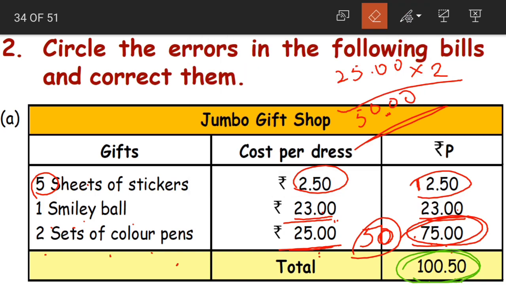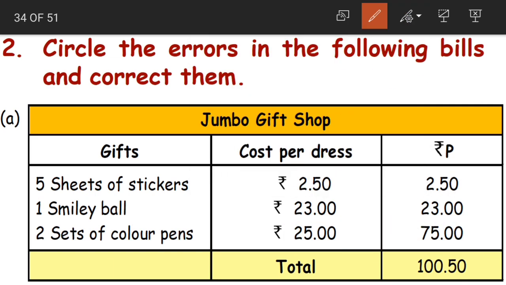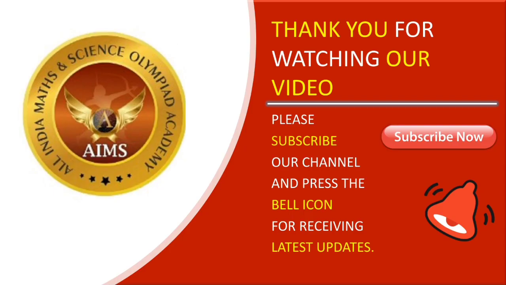So these are the three mistakes in the bill. One was in the total, where we did not multiply the cost with the number of items. The other was the wrong cost, the wrong rate given here. And the third one is that the total of the bill is wrong. Understood, children? So this is how we check the errors in the bill and correct them.